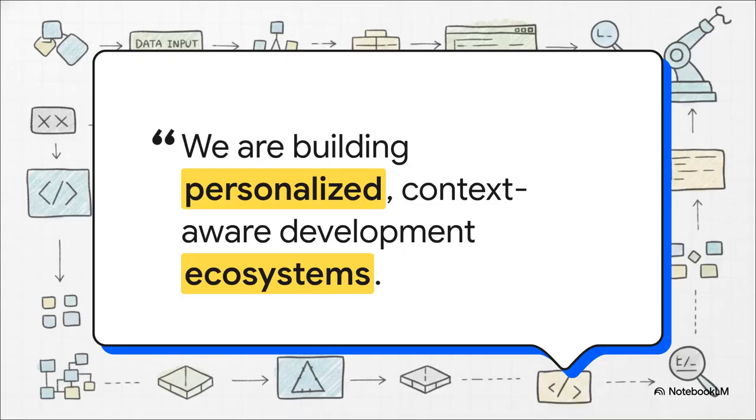So I want to leave you with this final, genuinely provocative thought from the piece. By structuring prompts programmatically, we aren't just chatting with an AI. We are building personalized, context-aware development ecosystems. Just really think about that for a second. We are fundamentally moving from mere conversation to actual, robust engineering. So the question is, are you ready to stop just chatting and start actually building your own structured AI pipelines?